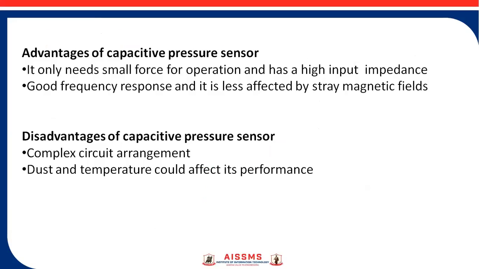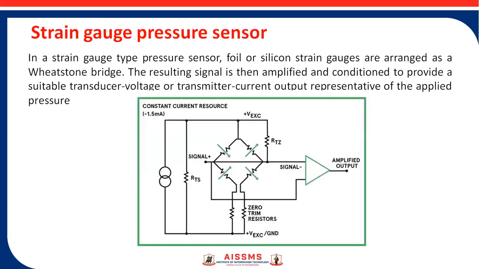Advantages of capacitive pressure sensor: it needs only small force for operation and has a high input impedance. It has good frequency response and it is less affected by stray magnetic field. Disadvantages of capacitive pressure sensor are complex circuit arrangement, and dust and temperature could affect its performance.